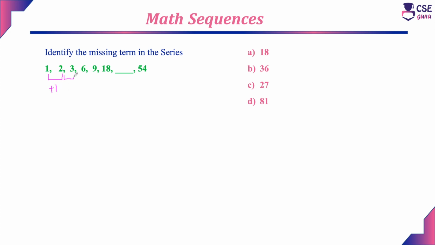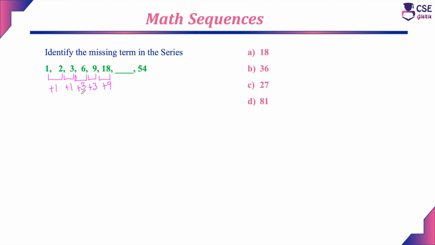And the difference between second and third term is also plus 1, right? And the difference between third and fourth term is plus 3. And fourth and fifth term is also plus 3, right? And fifth and sixth term difference is plus 9. Okay, so if you are considering this pattern, this is 1, 1, 3, 3, 9.